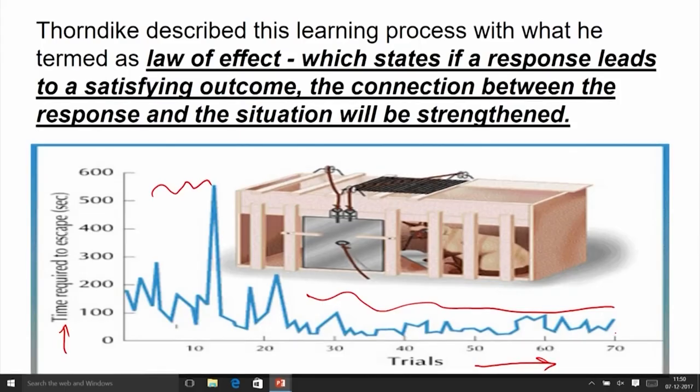And what you can see here is the number of trials that the cat took and the time required to escape. As you see, initially it is very high. So, this is trial and error. And as the cat kept on doing it, later on the time required was in terms of 100 seconds, right. By the 17th trial, the cat was as fast as you put it in, within 100 seconds it would escape. But initially it was requiring 600 seconds to find this idea.